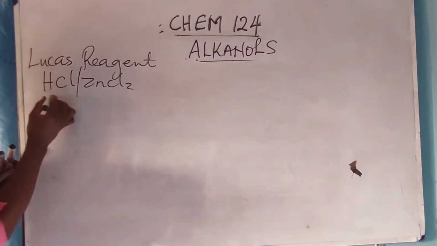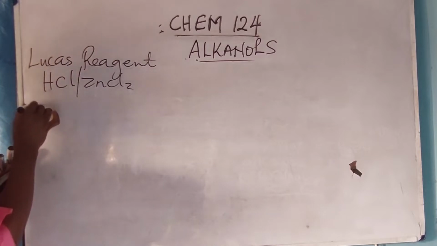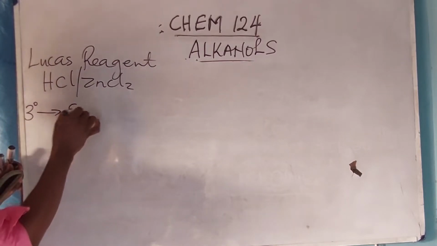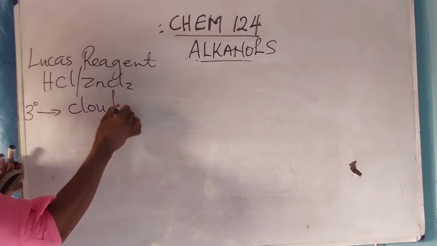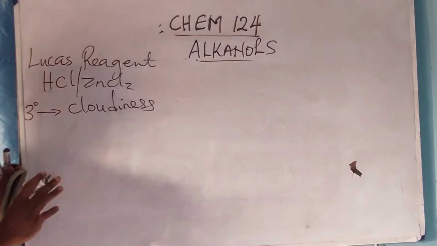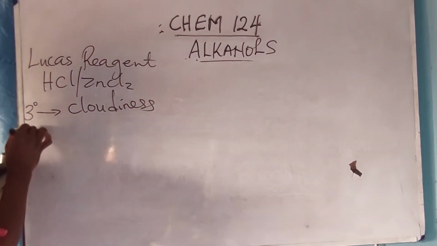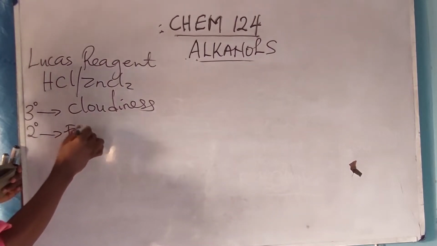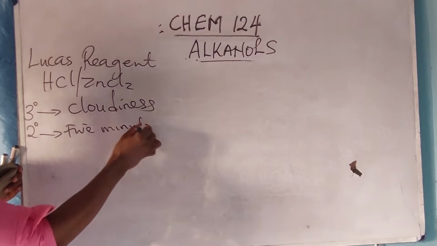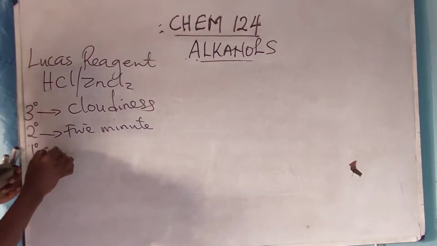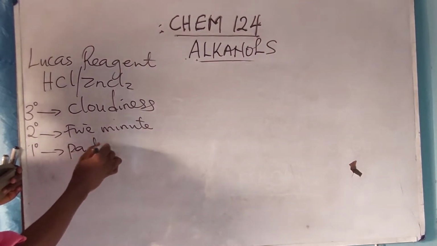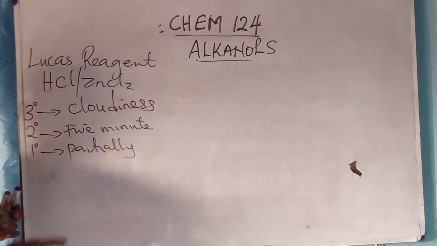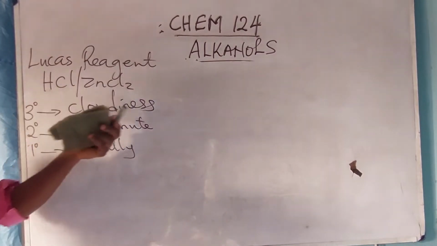Now, reacting Lucas reagent with tertiary alcohol, it reacts very fast, all right, it reacts very fast and produces cloudiness. Then secondary alcohol reacts within 5 minutes. The primary alcohol partially reacts or does not even react at all. All right, so this is how to test for alkanols.